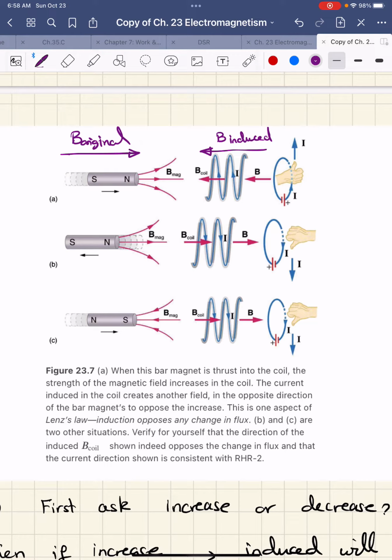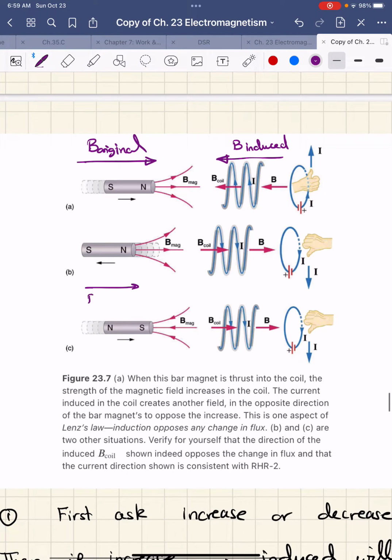B and C are two other situations where again the magnet is moving away. Then B original, which is created by the magnet, is in this direction, but decreases. Therefore, the current in this coil is actually going to be in the same direction. Then B induced.